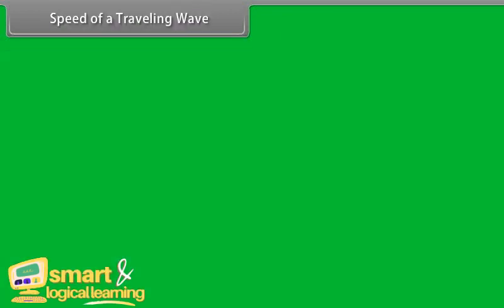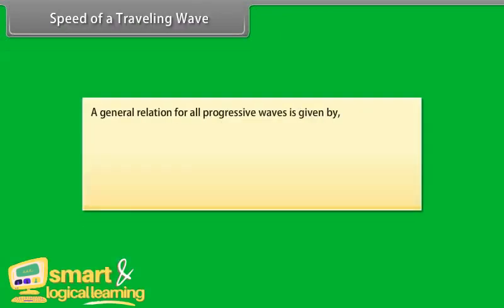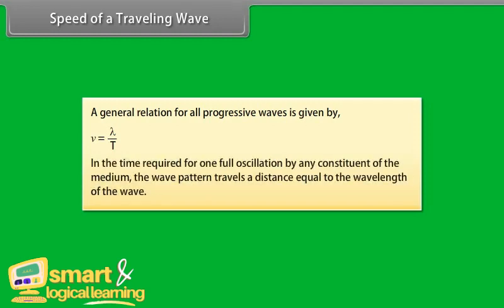Speed of a traveling wave. A general relation for all progressive waves is given by v is equal to lambda upon T. In the time required for one full oscillation by any constituent of the medium, the wave pattern travels a distance equal to the wavelength of the wave.